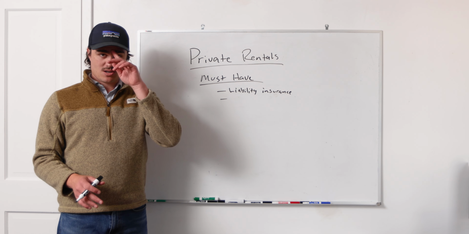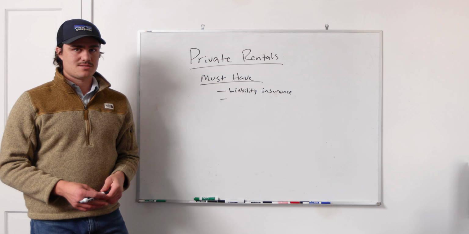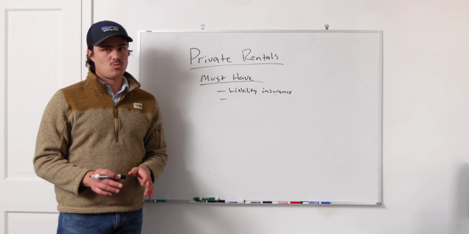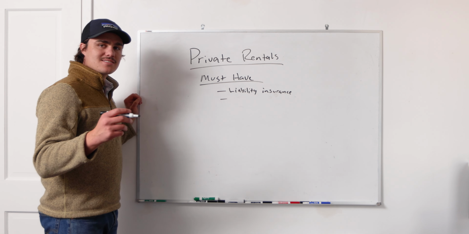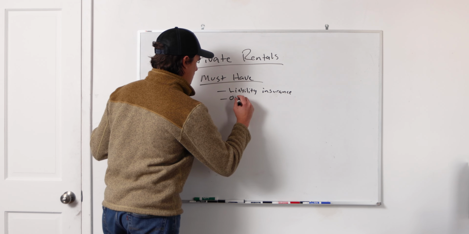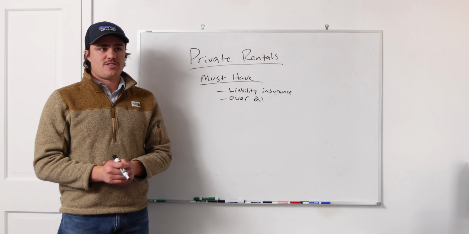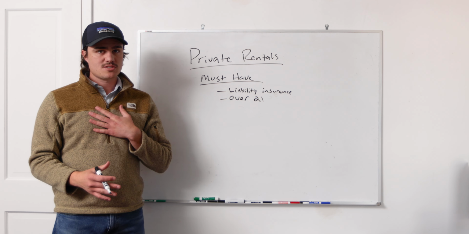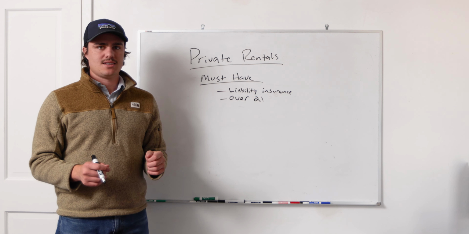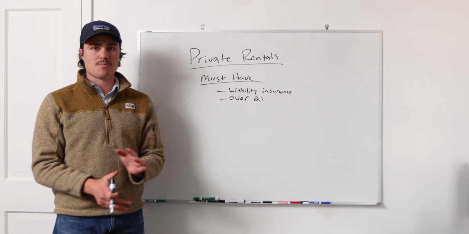If you can find a way to rent to people without liability insurance, which I've never heard of, maybe you can sell them liability. I'm not sure how it works. I know the bigger companies can. We can't. The next thing that they must be is over 21. If they're under 21, we can't rent to them. No matter if they're going to turn 21 in a couple days, they have to be 21 when they rent from us. It's just a must.